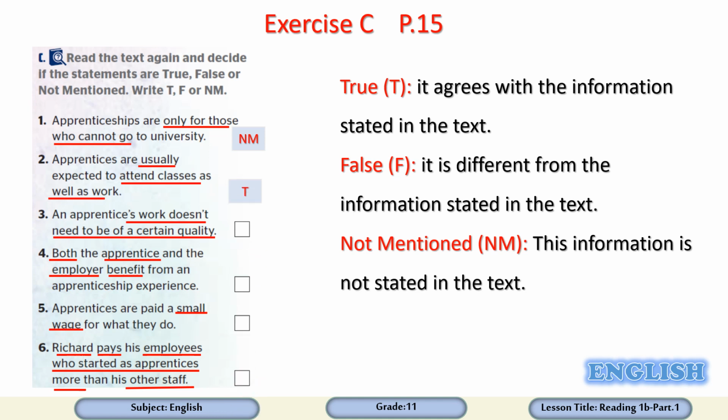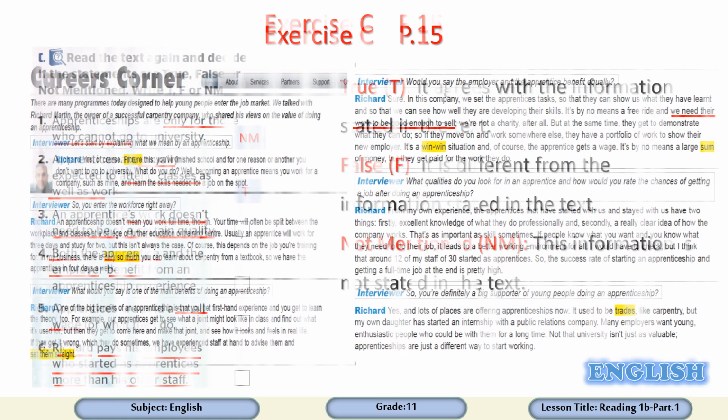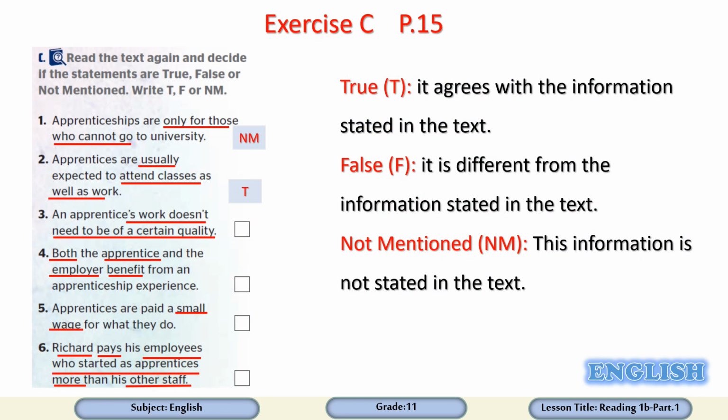Let's read statement 3. An apprentice's work doesn't need to be of a certain quality. Read the underlined sentence. We need their work to be good enough to sell. So, the text states the opposite of what is stated in statement 3. So, what can be the answer for statement 3? Yes, very good. The answer will be false.